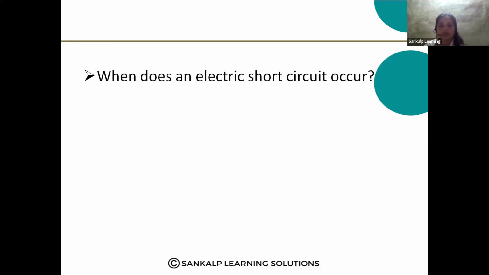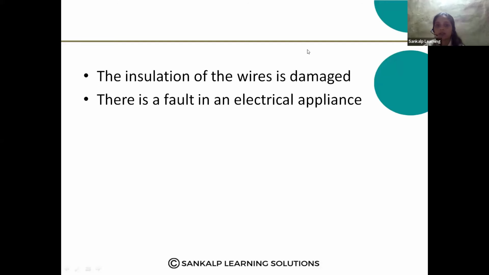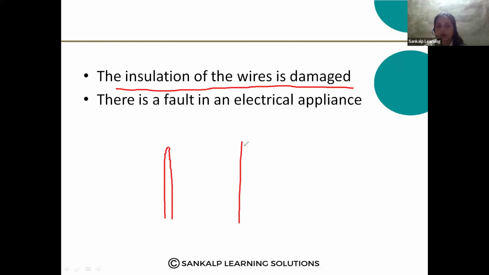Okay, so next question is, when does an electric short circuit occur? Read the question. An electric short circuit can occur when the insulation of the wires is damaged. You know that there are two types of wires, one is the positive wire and one is the negative wire, right? Outside the current carrying conductor there will be insulation. If that insulation is damaged, then there is an electric short circuit.